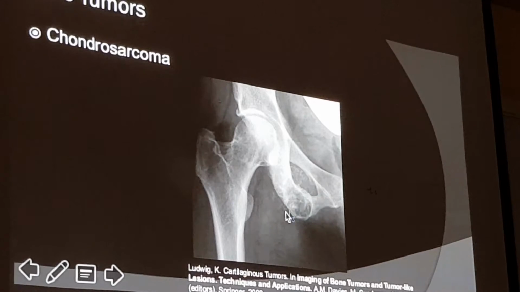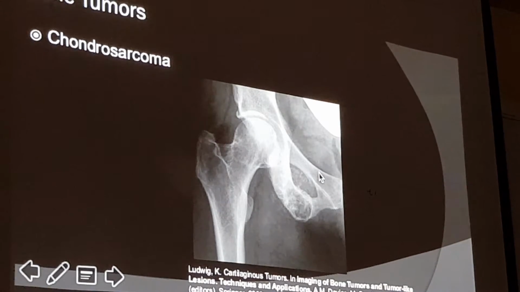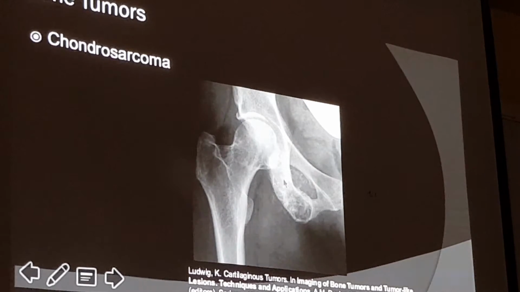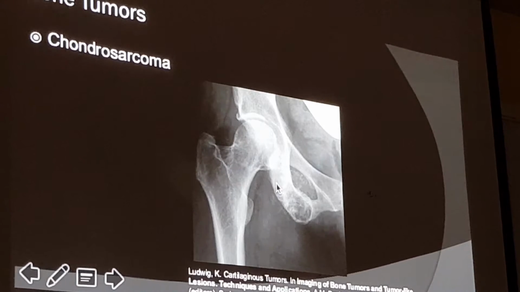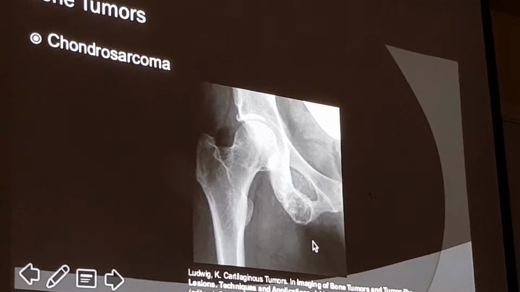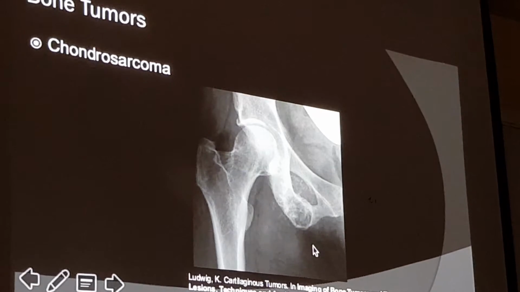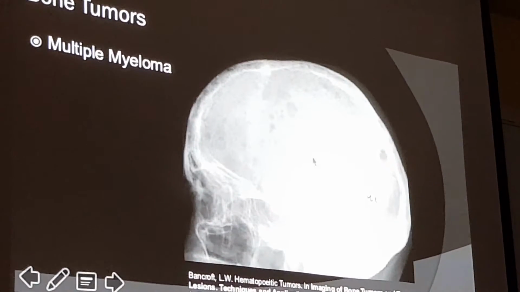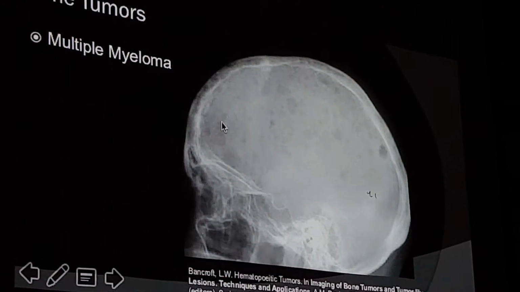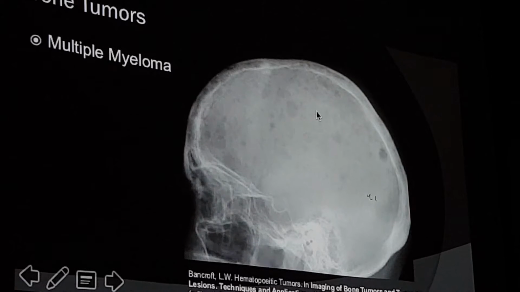Chondrosarcoma, looking at it here, at first glance, you would probably say non-aggressive, but that's the problem sometimes with chondrosarcoma. This type of matrix is what we call a chondroid matrix. It's a stippled appearance, not like your osteosarcoma, which has a cloud-like appearance. Of course, one of the things I was talking about is multiplicity. So if you see multiple well-defined lytic lesions scattered in the skull, you would think metastasis versus multiple myeloma.